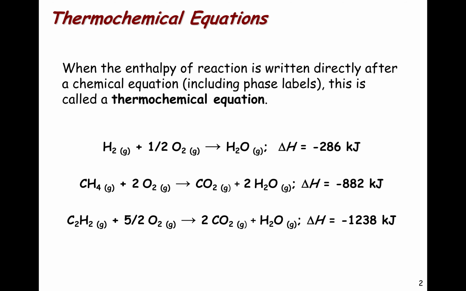Our final example is a reaction that is between acetylene and oxygen, producing 1 mole of water and 2 moles of carbon dioxide. This produces 1,238 kilojoules of heat, and you'll notice that the sign of delta H is also negative, so it's an exothermic reaction.